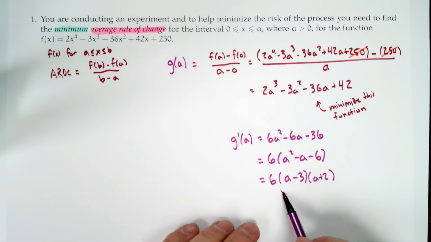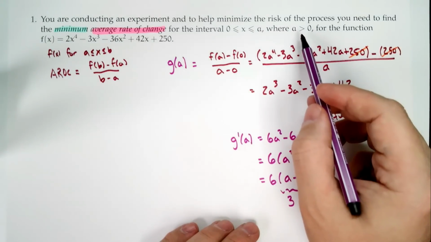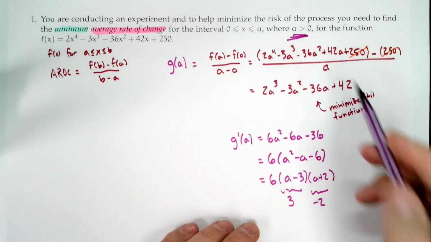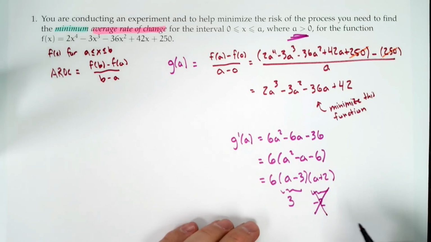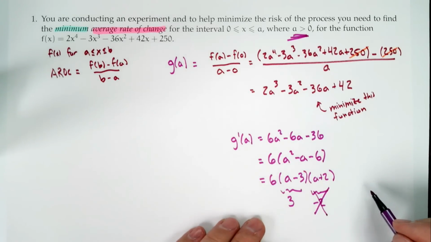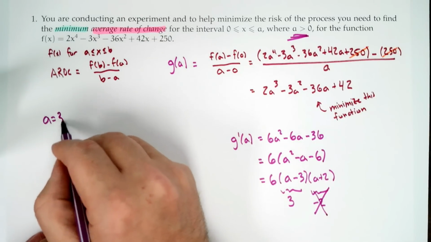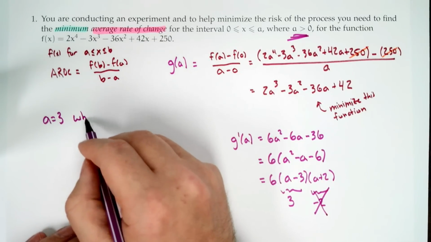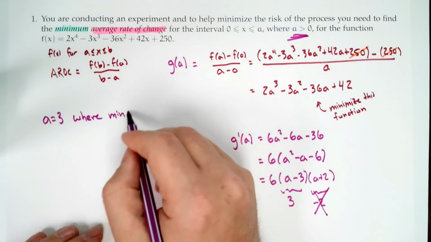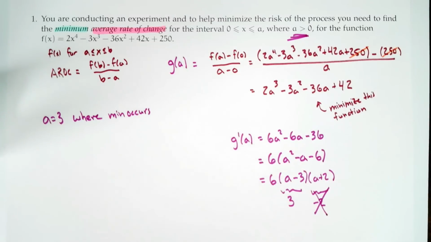And we get two candidates: 3 and negative 2. Well, we can knock out negative 2 because we're told a is positive. Can't be that. So we really only have one candidate. So we can conclude that it seems to be the case that a equals 3 is where the min occurs. Now, you might say, hold on, how do we know that's a min? Maybe it's a max. You've done something terrible.